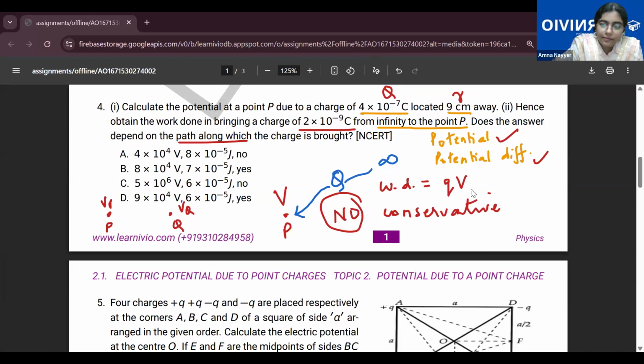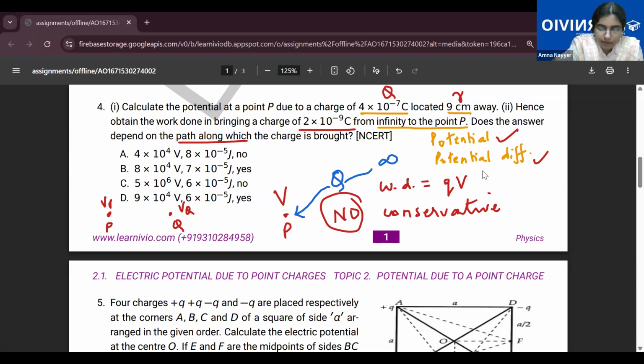Okay, so the V will be the one that you've calculated in the first part. Let's take it as Q by 4πε₀r, because that's the potential. When it is infinity to a point, that is potential. When there are 2 points, then it is potential difference. If there were 2 points, it would have given you the data for the second point as well. Then you would have calculated VQ minus VP. Right now, there is only one.